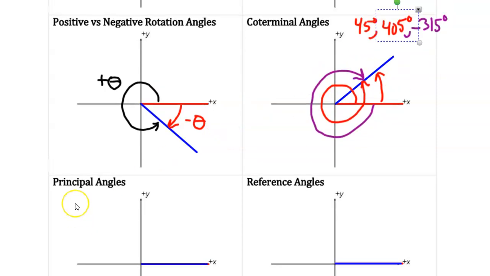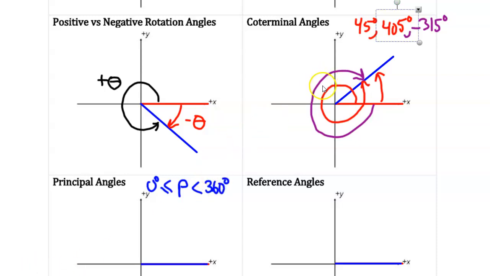Now, principal angles builds off of coterminal angles. A principal angle would be, let's see, if I were to say that a principal angle is designated by the letter P. First of all, the principal angle has to be somewhere between 0 degrees and 360 degrees.